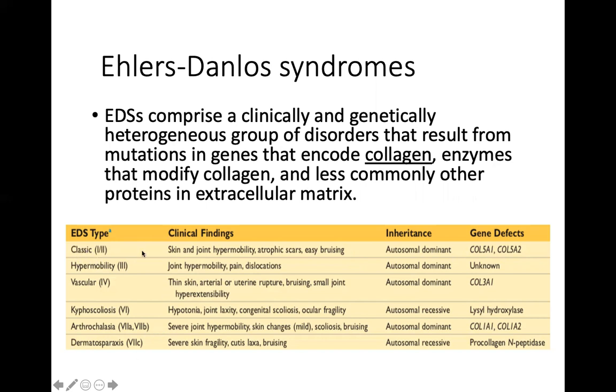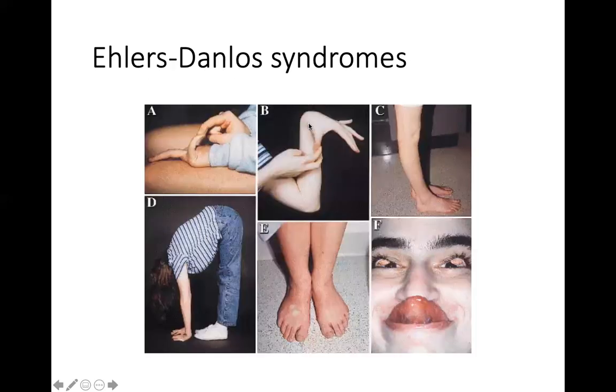Okay, so we have different types of EDS, huwag masyadong anuhin yan, but the clinical findings, for example, in classic EDS are skin and joint hypermobility, atrophic scars, and easy bruising. Skin and joint hypermobility, hyperextensibility. So very lax yung joints natin, tsaka yung skin, very elastic yung skin mo, no? Okay, so yun yung characteristic ng Ehlers-Danlos. So ito yung example ng Ehlers-Danlos natin, merong hyperextensibility of the joints.